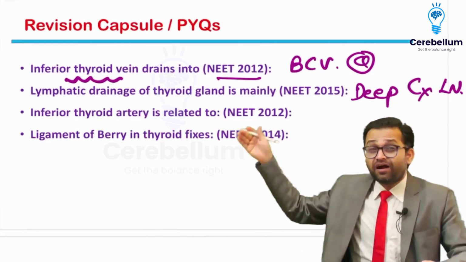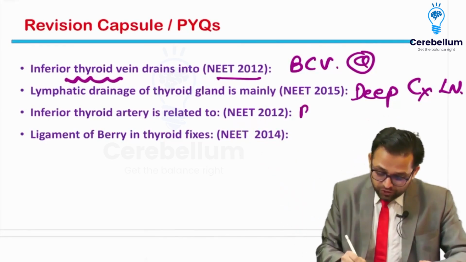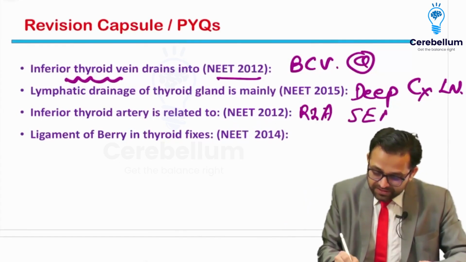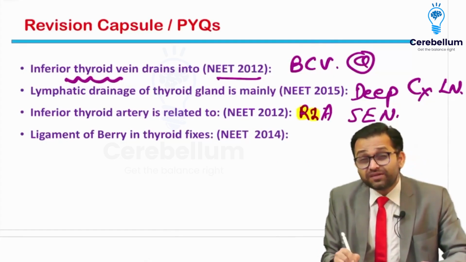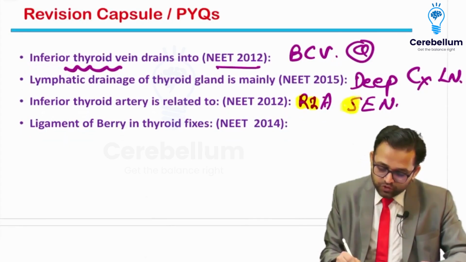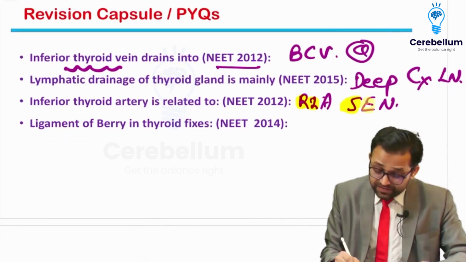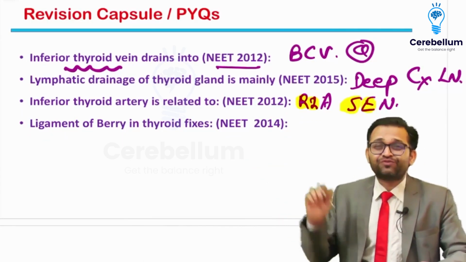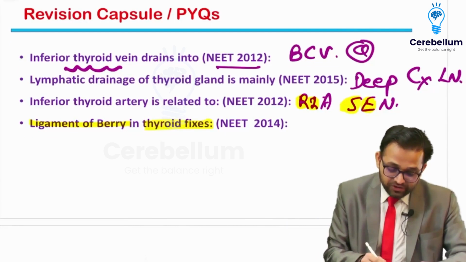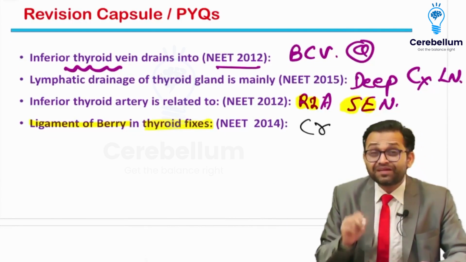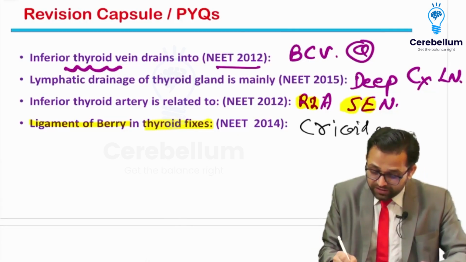Then, the inferior thyroid artery is related to what? I told you the mnemonic RIA SANE. R for recurrent laryngeal nerve, I for inferior thyroid artery, while S for superior thyroid artery, which is related with the external laryngeal nerve. Important for surgery. Yes, the suspensory ligament of Berry fixes the thyroid to what? Remember, it is not the thyroid cartilage, but the cricoid cartilage.